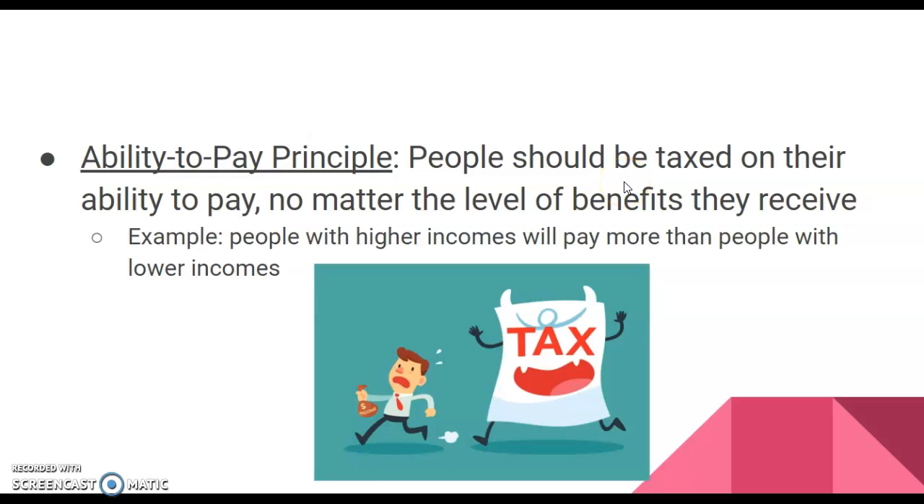The second principle we're going to talk about is ability to pay principle. This states that people should be taxed on their ability to pay, no matter the level of benefits they receive. And the example here is that people with higher incomes will pay more than people with lower incomes. And so the people with higher incomes may not receive some of the benefits that their taxes go towards, but they still pay more than those who might be receiving the benefits, which would be the people with the lower incomes.